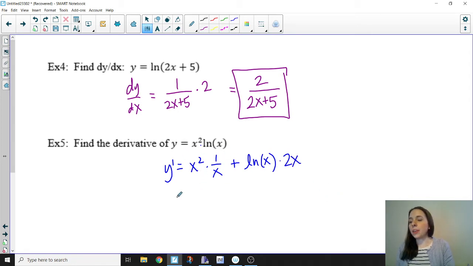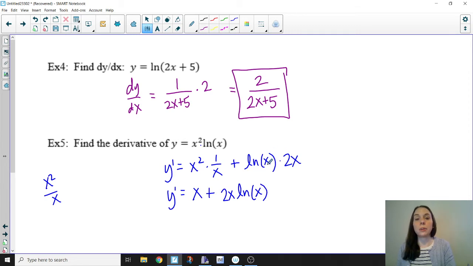Okay, right here, x squared times 1 over x, we can make that x squared over x, or just x, right? And then ln of x times 2x, we will write that 2x in front of the ln, just so that we're not tempted to multiply it with the x that's in the ln. And there's your final answer to example 5.